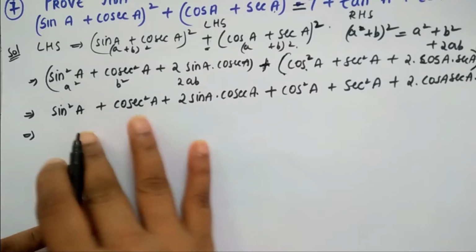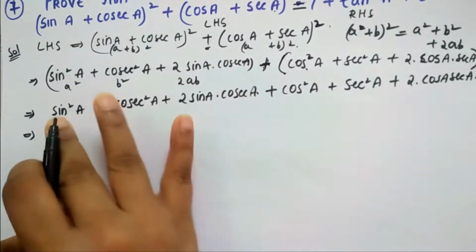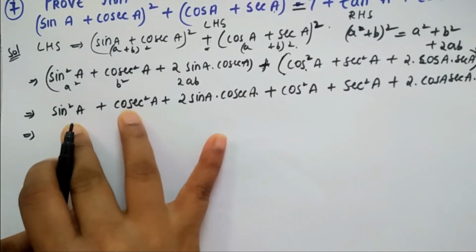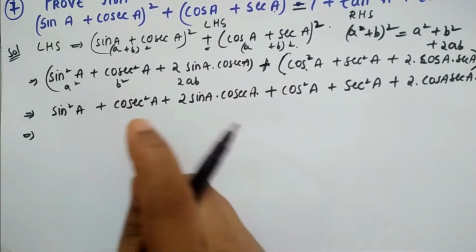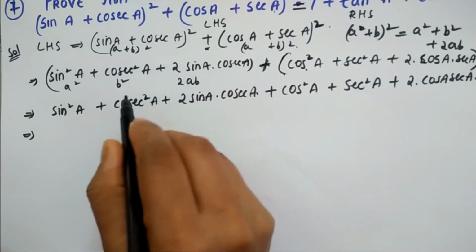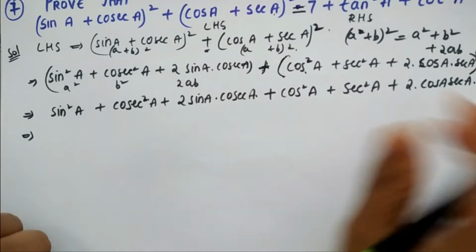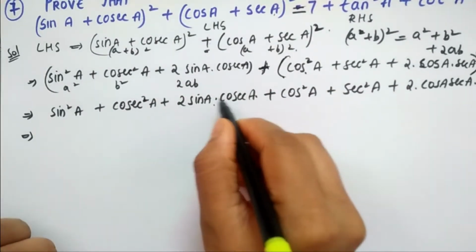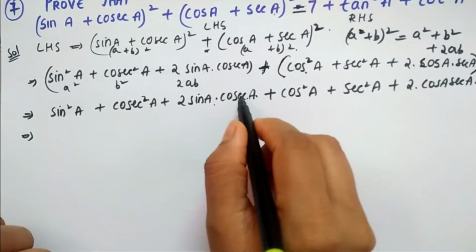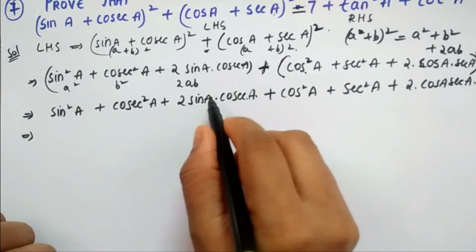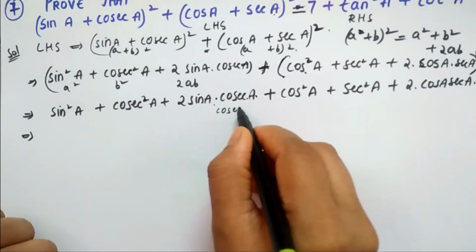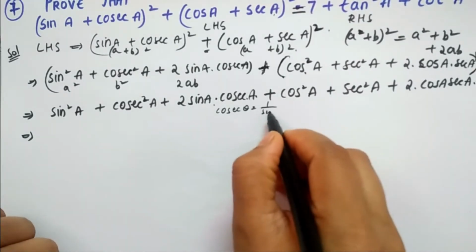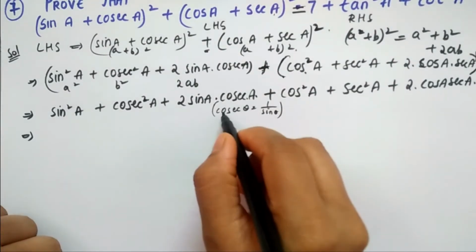Now let's see how we can solve this. Sin square A and cosec square A, do we have any relationship between them? Yes, we do, but we'll see with the square thing. We'll use the identities here. Let's see: 2 sin A into cosec A. Do we have any relationship of cosec with sin? Yes. Cosec theta is nothing but 1 by sin theta. Right, this is the formula.